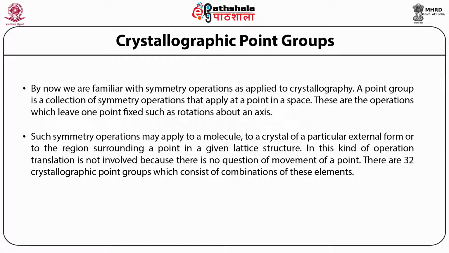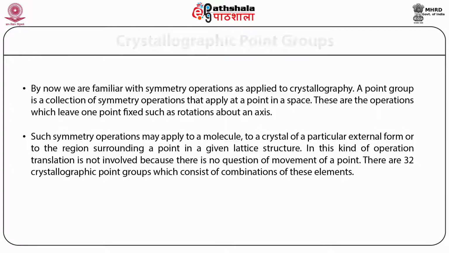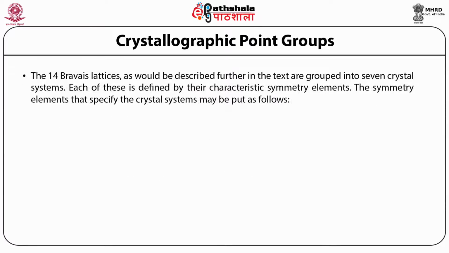There are 32 crystallographic point groups which consist of combinations of these elements. The 14 Bravais lattices, as will be described further in the text, are grouped into 7 crystal systems. Each of these is defined by their characteristic symmetry elements. The symmetry elements that specify the crystal systems may be put as follows.